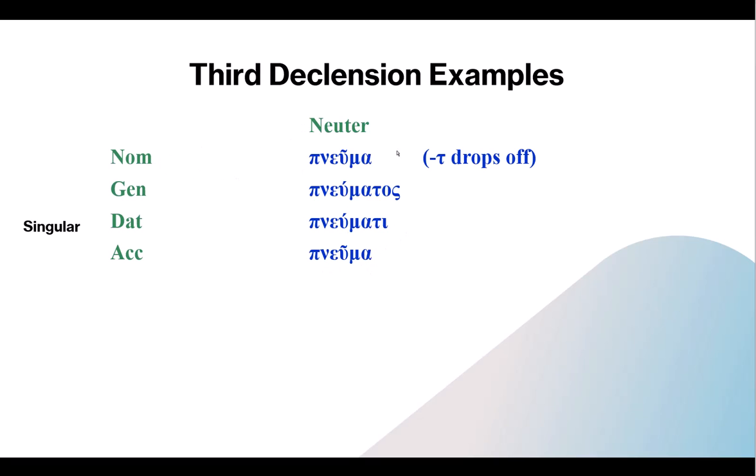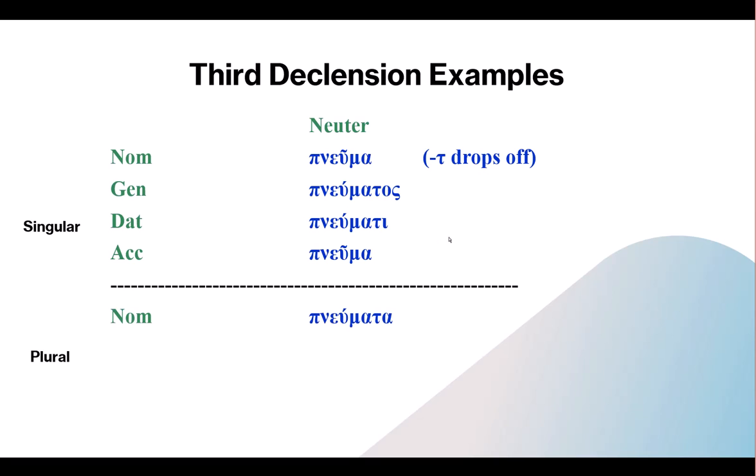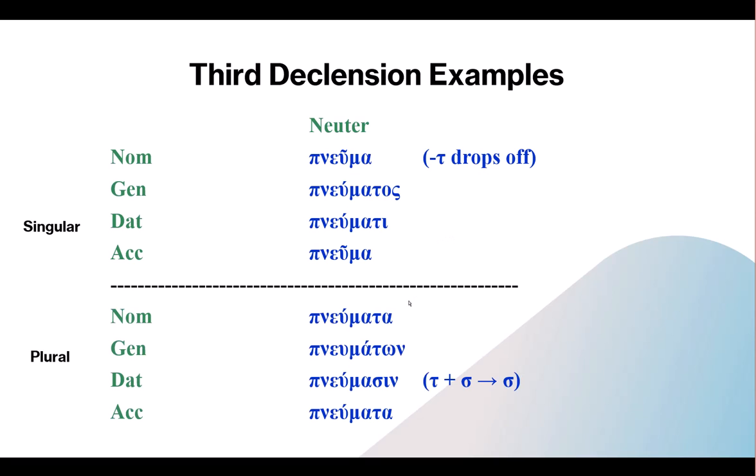The neuter nominative has no ending, it's a null ending, and the T from pneumat drops off, so we get pneuma. Then we get pneumatos, there's the os, pneumati, i, and then pneuma, again, the tau drops off. Now the plurals, we saw that was a, on, sin, a, and so we see pneumata, pneumaton, pneumasin, and pneumata, so a, on, sin, a.